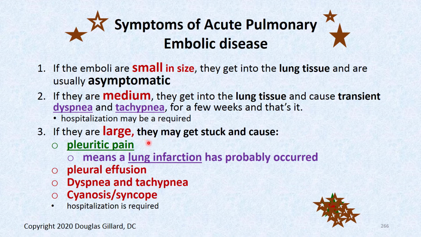So these are signs of a medium to large embolism. It means that a complete beaver dam has occurred. And so pleuritic chest pain, and you're probably going to get a lung infarct from this. And you could get a pleural effusion from the blood vessels leaking blood out into the interstitium and even getting into the alveoli. Dyspnea, trouble breathing, tachypnea, cyanosis, syncope.